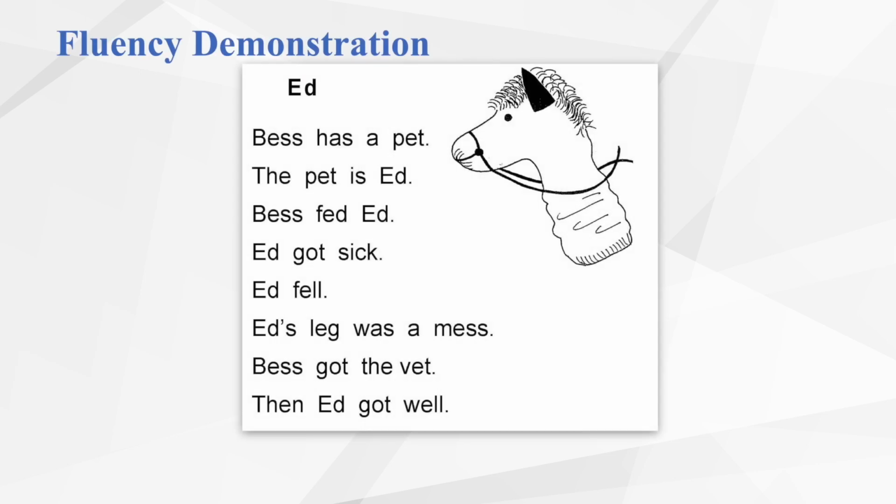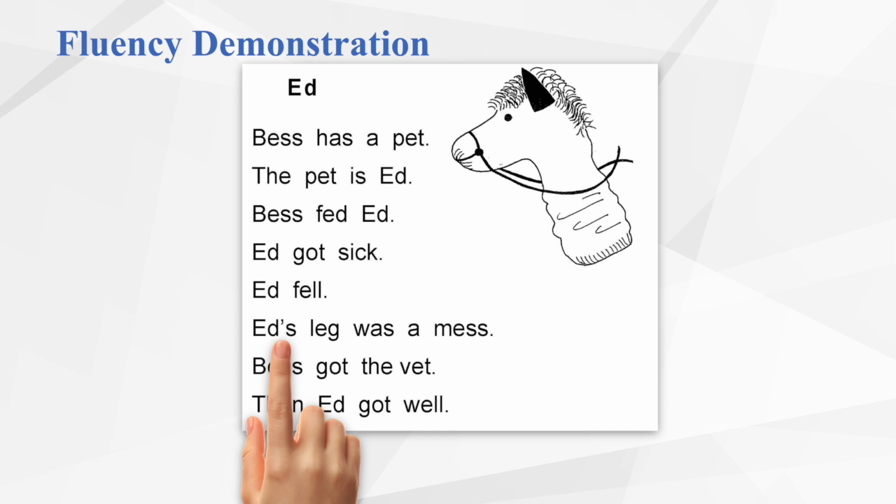We're going to practice our fluency procedure. Our story today is Ed. Ed is the name of the pet in this passage. Notice where I am pointing that the word Ed has a symbol and an S following it. The symbol is an apostrophe, and with the S, it means that something belongs to Ed. The word is pronounced Ed's.